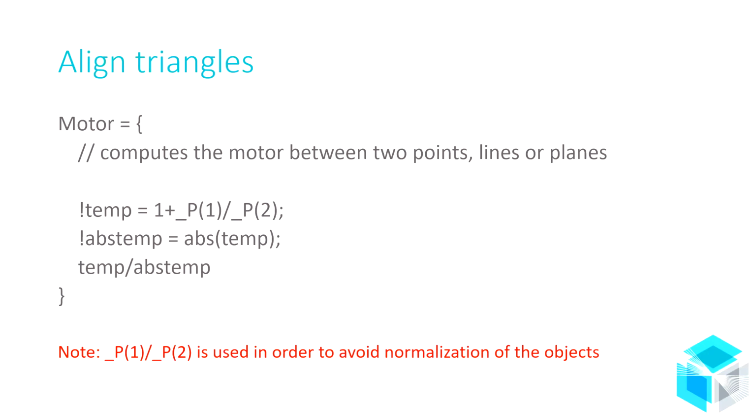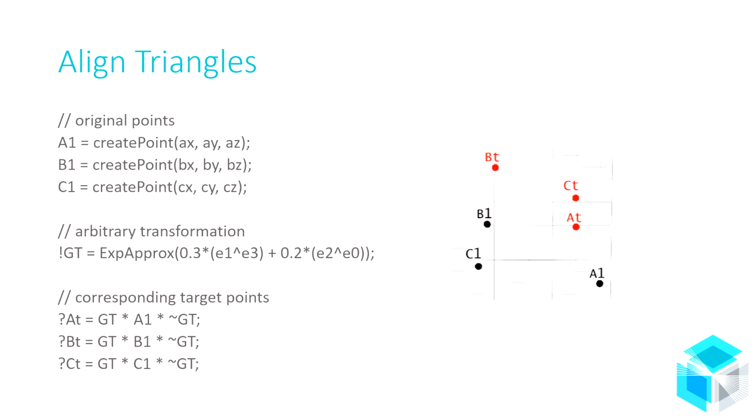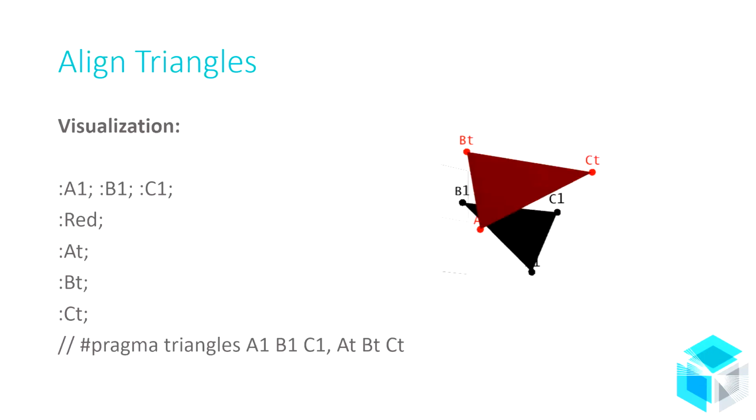It is always this 1 plus first object, second object, and you already have the motor in order to transform one object to the other. It has also to be normalized, and then if you have your original points, these are the original points, and here we have an arbitrary transformation of it, and then the transformation is always described by the sandwich product, which was already presented by Leo. And this is the visualization of it.